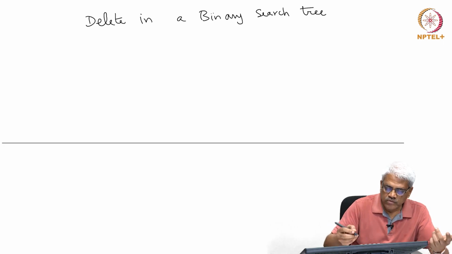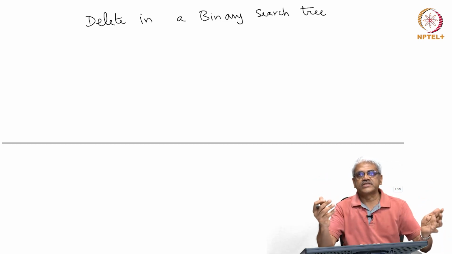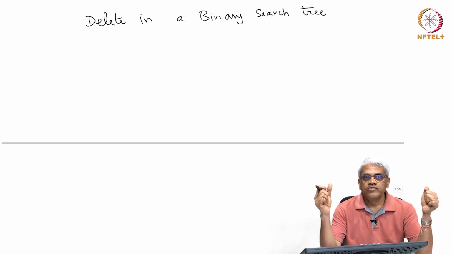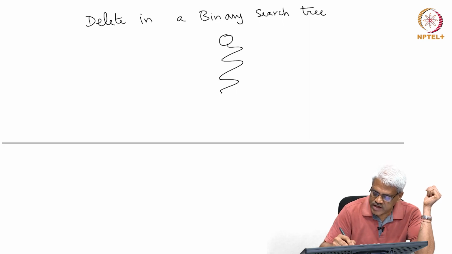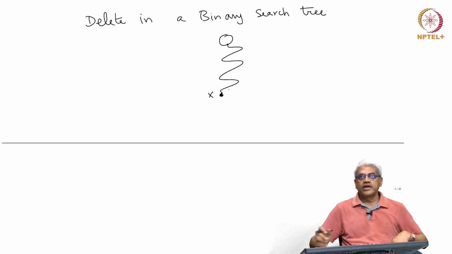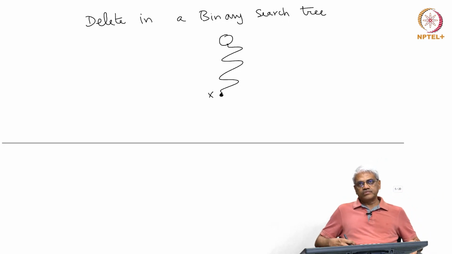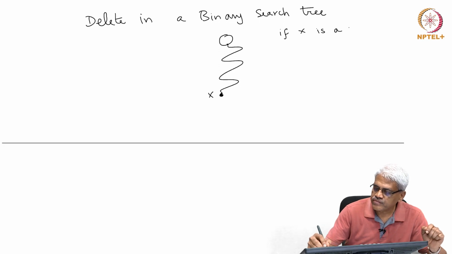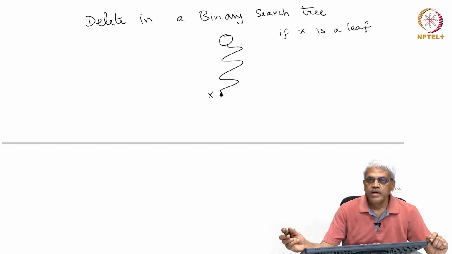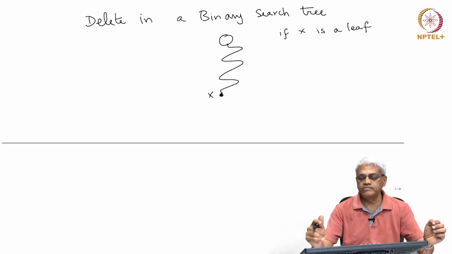So, your user comes and says delete x. First you have to search for x. So you start from the root, follow your search tree path, and let's say I found my x here. And the request is to delete x. So there are three cases. If x is a leaf, life is simple, just delete it, done.